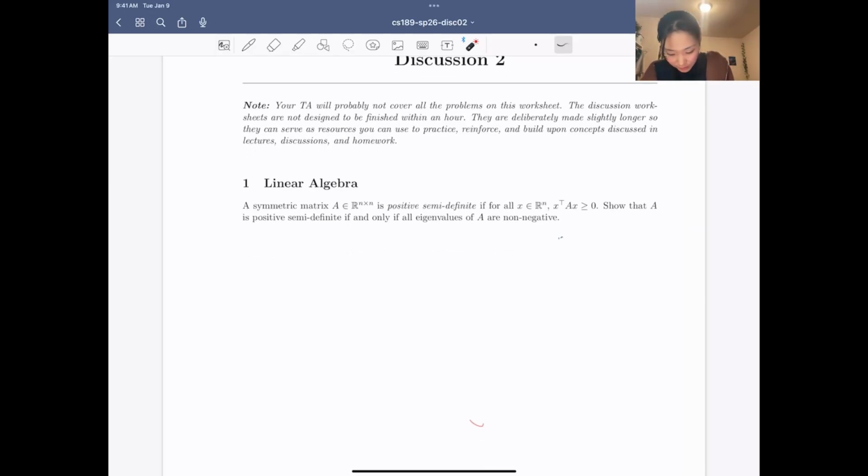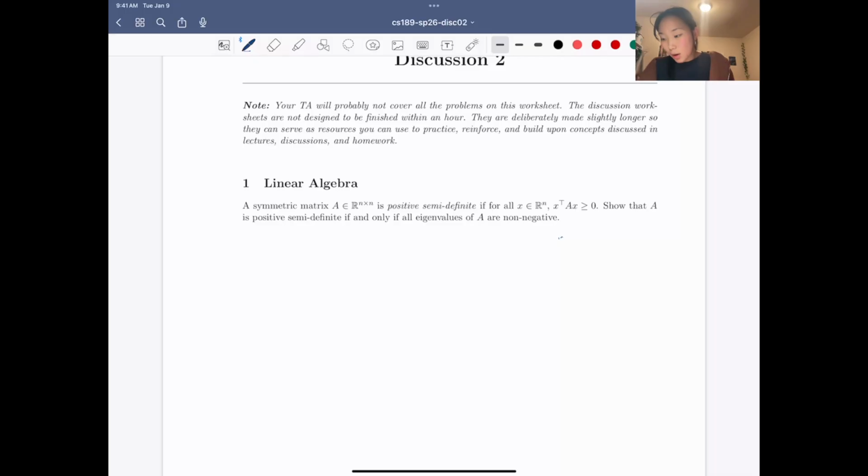So we have a symmetric matrix A, which is of dimension n times n. And we're defining what positive semi-definite is here. This matrix is positive semi-definite if for all x of dimension n, we have x transpose A x is greater than or equal to 0, so what we just talked about. And what we want to show is that A is positive semi-definite if and only if all eigenvalues of A are non-negative. Okay, and because we see if and only if, we know we have to prove two ways.